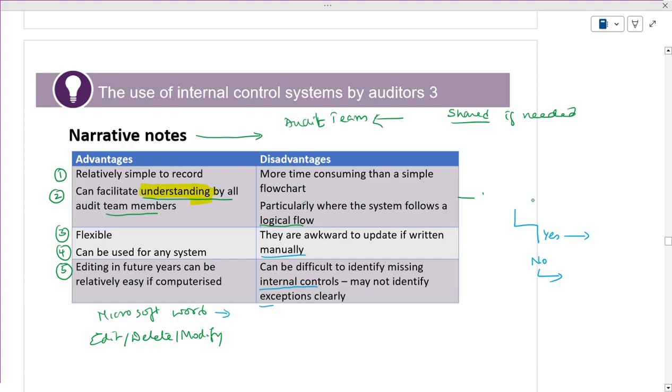May not identify exceptions clearly. See, fine, you cannot say it's 100% perfect. Sometimes we cannot write down all the things. Whatever we are interested in, we have to be very specific, and we will record it. Sometimes what will happen, we will skip some points also. There is a possibility.